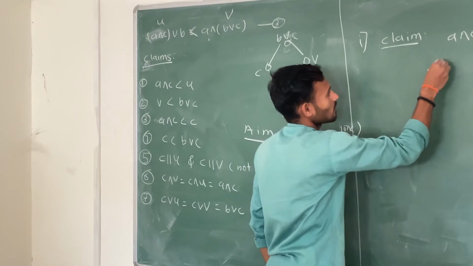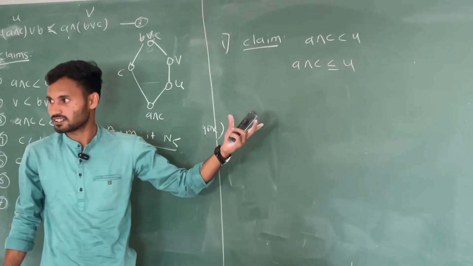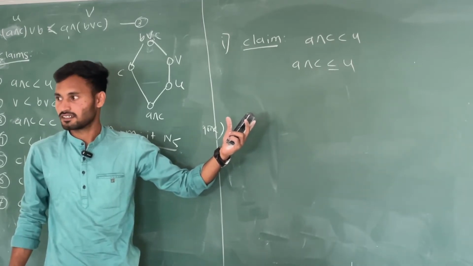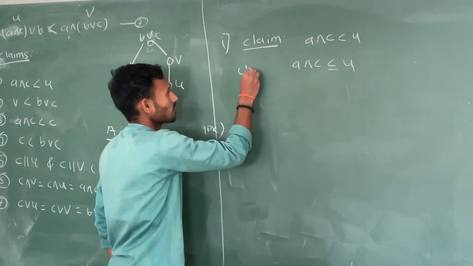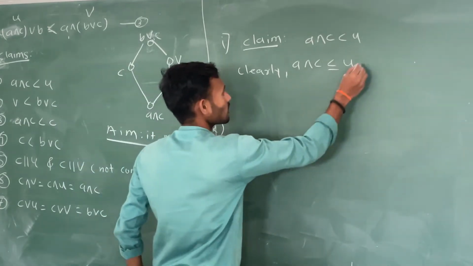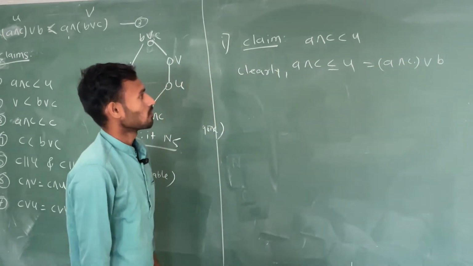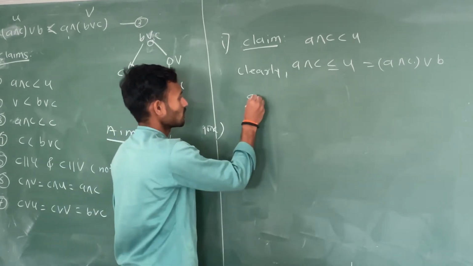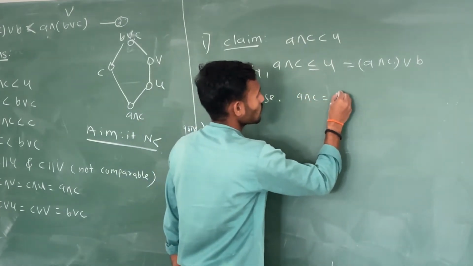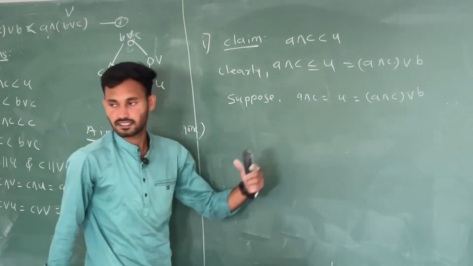If we take A meet C is less than or equal to U, it is obvious, because U is equal to the join of those two, A meet C join B. So what is the value of U? A meet C join with B. Suppose A meet C equals U, which equals A meet C join with B. Suppose I take this.